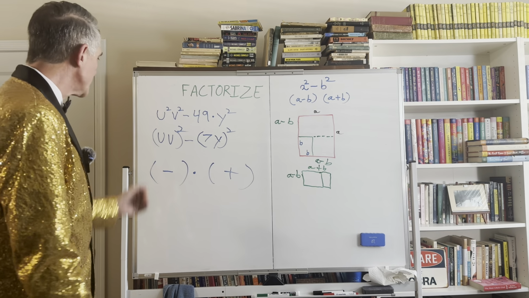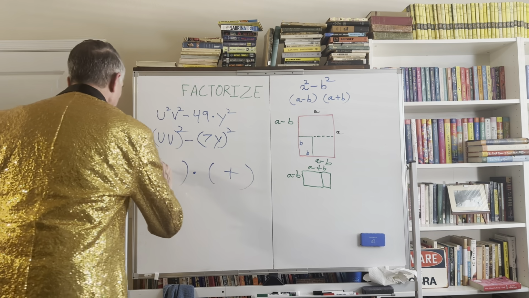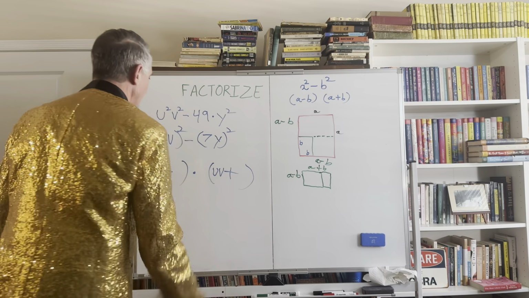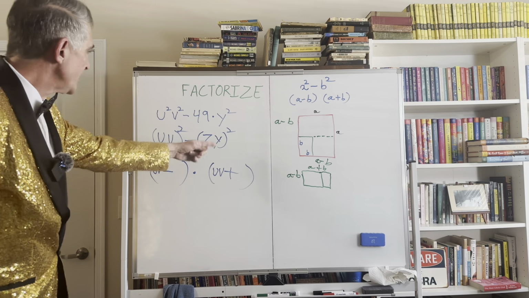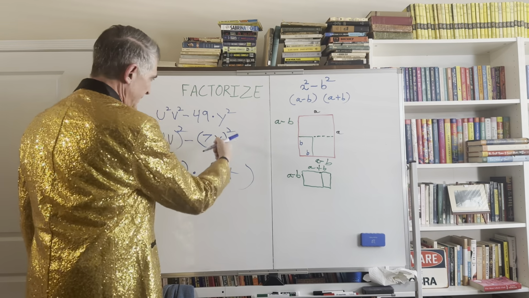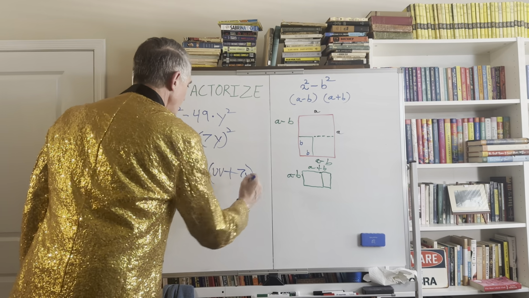Okay, well, what goes into our A slot? Well, that's going to be our UV, isn't it? And over here, that's just going to be the UV as well. Our B slot, well, that's our 7y, isn't it? Looks like it is. Well, what about over here? Same dealio, 7y.